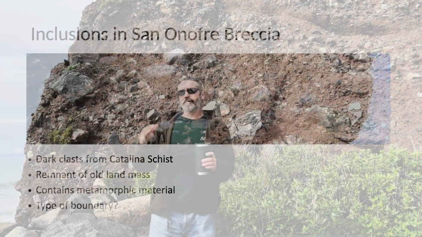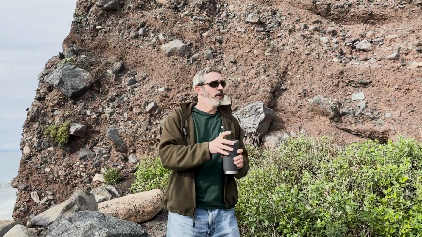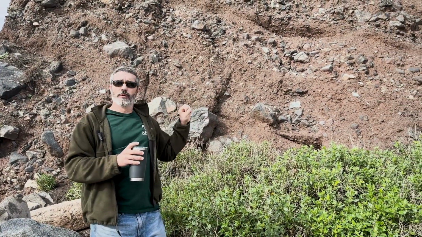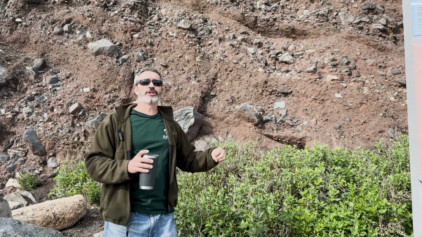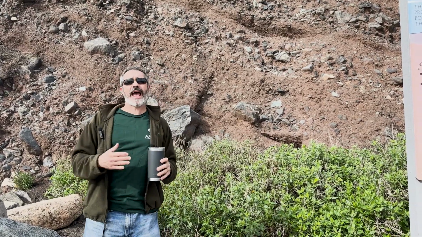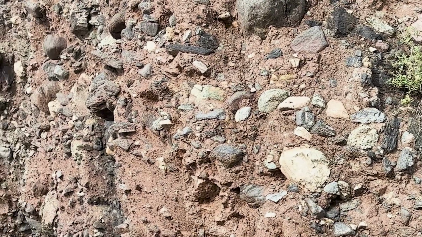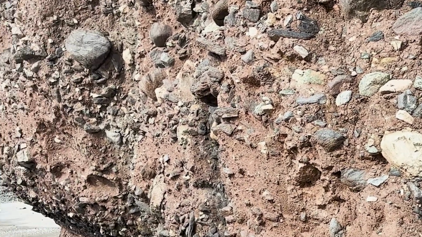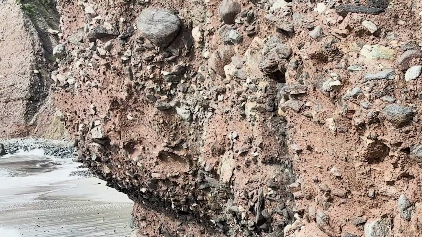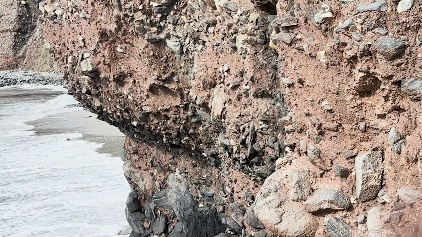Now, what happened first? Well, the Catalina schist or the San Onofre breccia? Since the Catalina schist is inclusions within the breccia, we know that it had to have been formed first. I think the easy way to remember it is like a chocolate chip cookie. You've got to make the chocolate chips before you form the cookie around them on the outside.